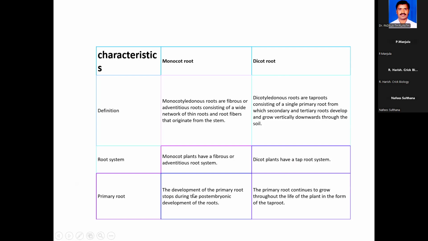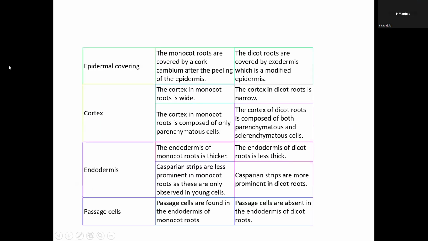So the primary root development stops during the post-embryonic development of the roots in monocots, whereas in dicots the primary root continues to grow throughout the life of the plant in the form of the tap root. Next is the difference between the epidermal covering in monocot and dicot roots. In monocot roots, they are covered by cork cambium after the peeling of the epidermis, whereas in dicot roots the epidermis is replaced by the exodermis, which is modified epidermis.